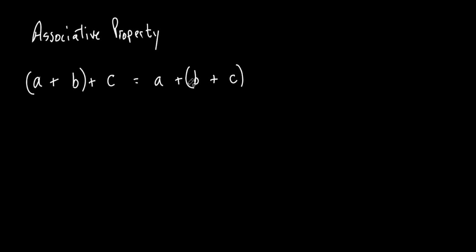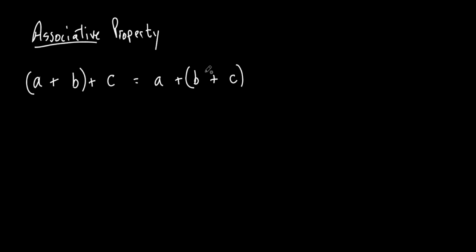I could have gone 2 plus 3 first, couldn't I? That's 5. Then add it to the 1, it's still 6. You still get the same exact answer. What allows you to get the same exact answer? The associative property tells you you're going to get the same exact answer.